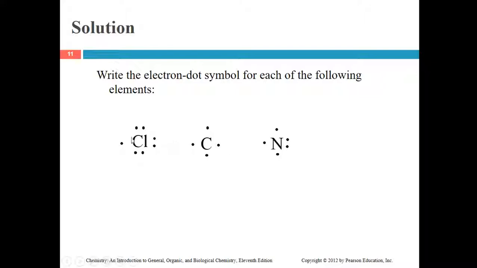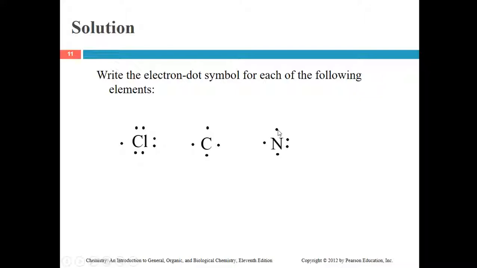So, as you look at this, what you first do is draw 1, 2, 3, 4, and then there's still 3 left, so we're going to pair them up: 5, 6, and 7. All right. So carbon only has 4 valence electrons, so again shown representatively, 1 on each side.